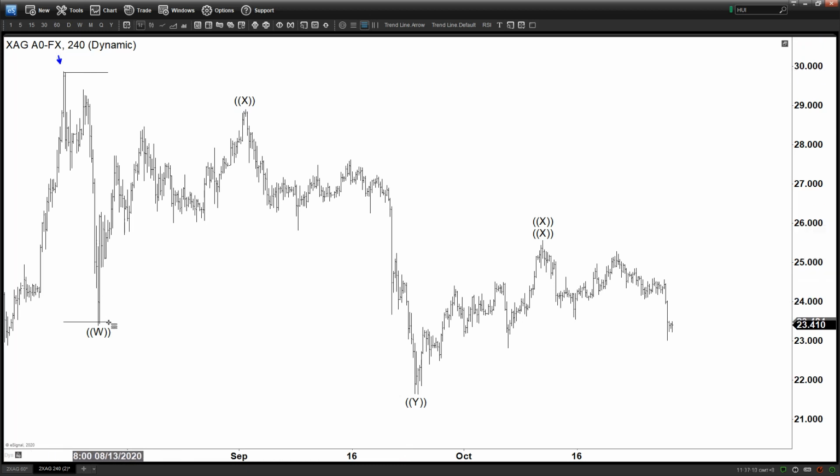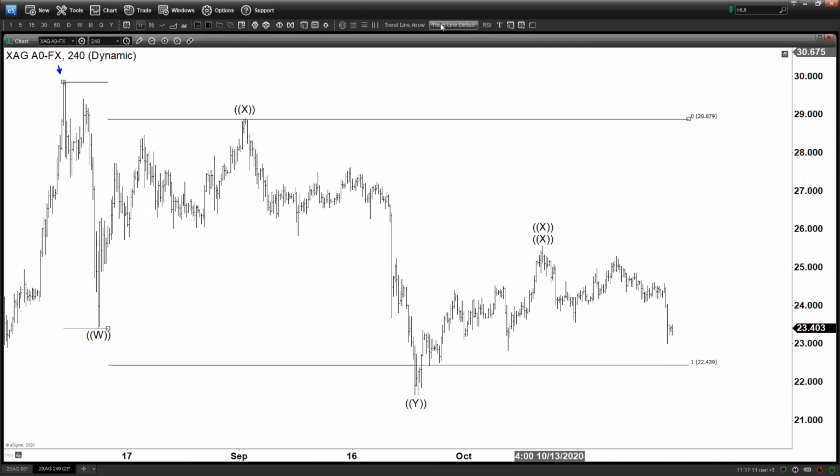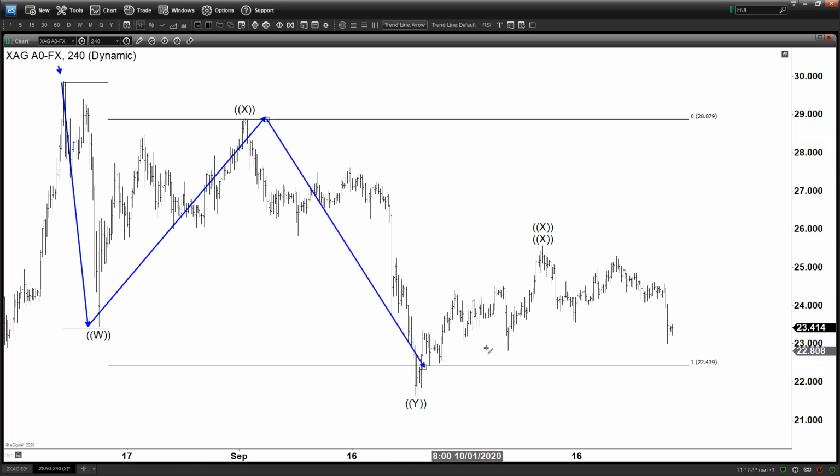And one thing here is that if you measure this decline, this WXY, on September 24th we hit the 100% perfectly, and then started to rally. In fact, we bought it here in the live trading room last month, and it's already risk-free. We already moved stop loss to entry level, completely risk-free.